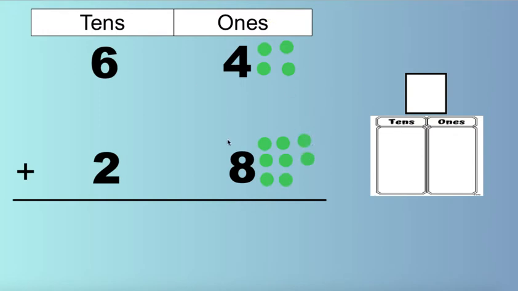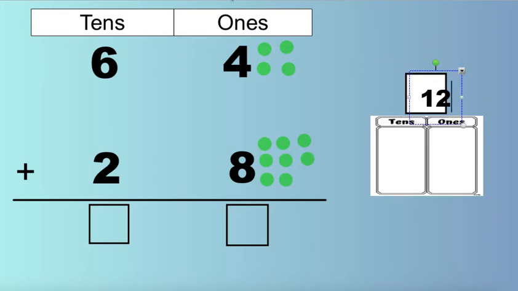Okay, my next step is I need to figure out how many there are all together, and then I'm going to write my answer below the line. So let's count all together. 1, 2, 3, 4, 5, 6, 7, 8, 9, 10, 11, 12. Since we know when we're doing two-digit addition, we can only put one number underneath each column, and I got a number 12 that has 2 digits, I need to figure out how to regroup the number 12.